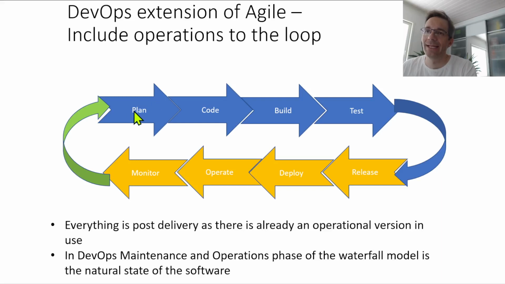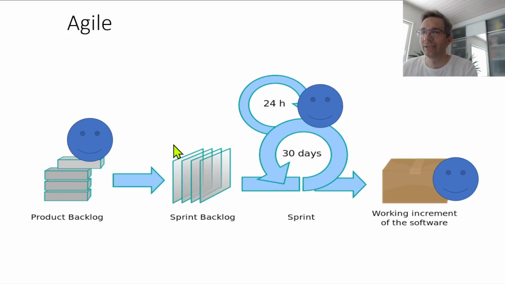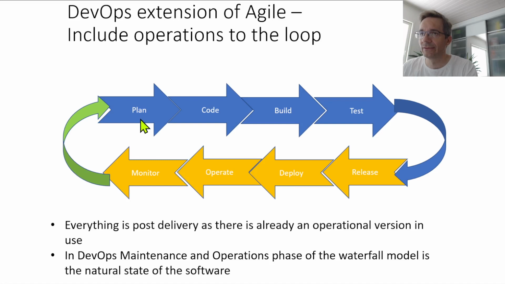So we have the plan, code, build, test, and these four activities that typically go on in agile software development. We can also think of it as a sprint. So we can think of this sprint existing in here. And what the operations, the DevOps, adds is the cycle coming back. So it's the release, deployment, the operations, and the monitoring.